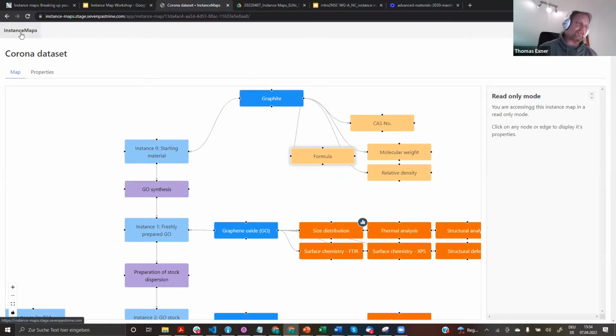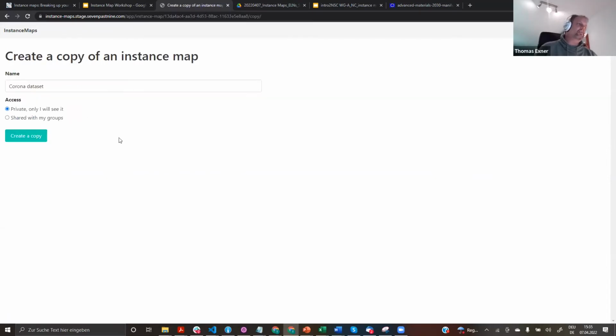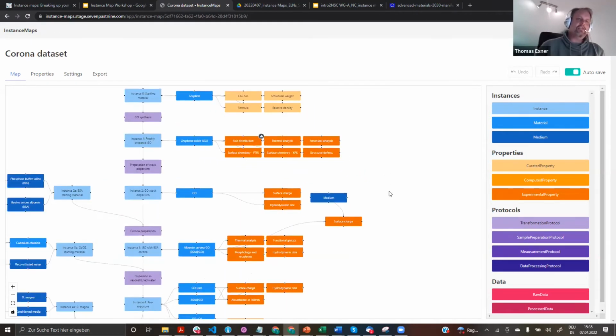And this is always the case. Only you can work on your own instance map. If you want to do something with my instance map, you have to copy them, and then I don't share them with anybody. But now this is my one, because I have 2 user accounts, to show how it actually would look like for you. But now I'm the other Thomas, and now I can change anything here.